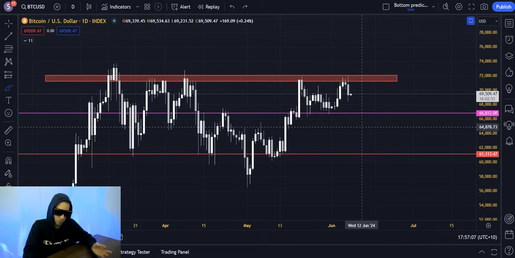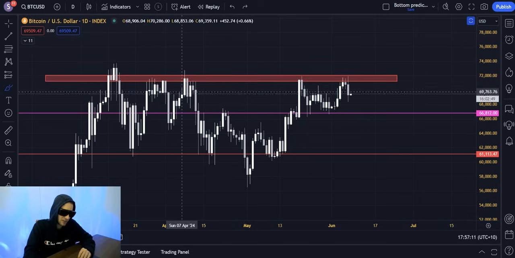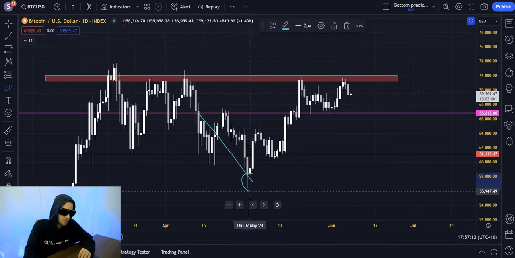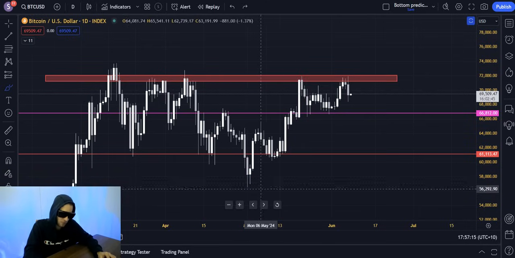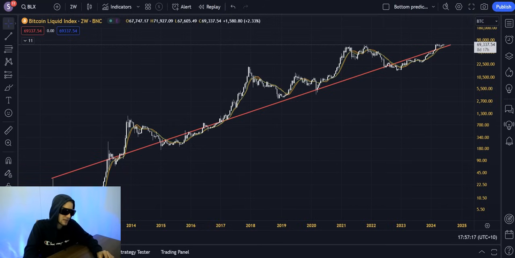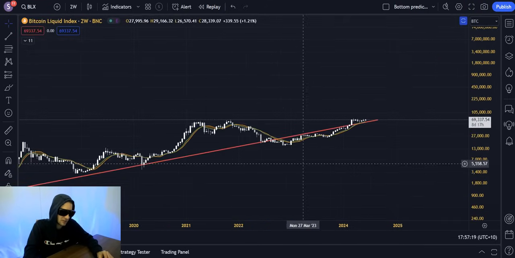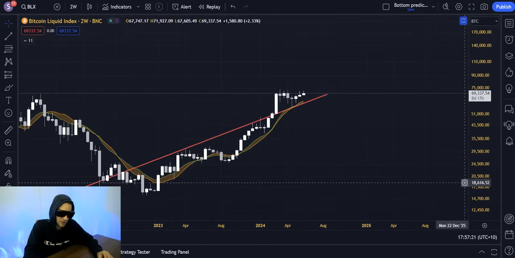This is, at this point in time, the perfect macro structure. We saw a completely justifiable drop downwards to 57K. On that 57K top, drop downwards, we saw the perfect retest. We saw a retest of a 13-year ascending support line in red. We saw a retest of the bull market support band.